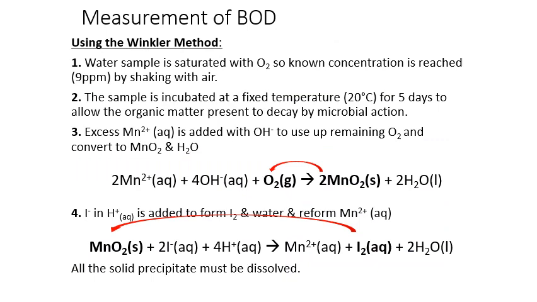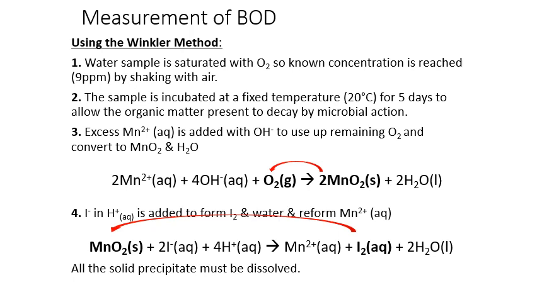And how do you measure BOD? You use something called the Winkler method. Okay, so you've got your water sample, which is saturated in oxygen so a known concentration is reached, about 9 ppm, by shaking with air. And then the sample is incubated at a fixed temperature for 5 days to allow the matter inside the sample to decay by microbial action. And then excess manganese 2+ is added with hydroxide to use up the remaining oxygen and convert it to manganese dioxide and water, which you see by the half equation there. Okay, so that's what's happening there.